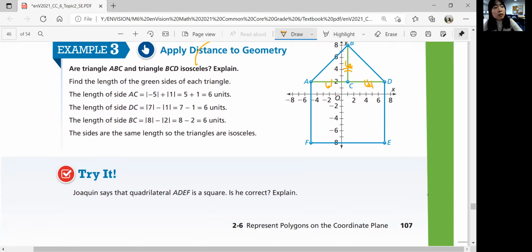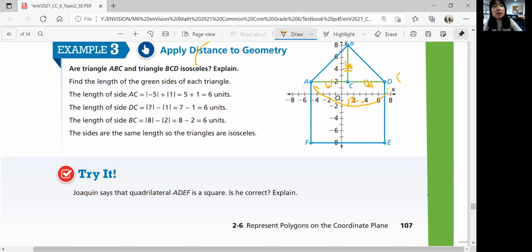Try it. Queen says that quadrilateral ADEF is a square. Is he correct? Let's look at ADEF. What do you know about squares? The sides are equal. So we need to figure out if the sides are equal. We already know the length of AC and CD. If we add them up, that's going to be the total length of AD, which is 12, right? Let's look at DE. Is DE 12? If it is, then it's a square. If it's different, it's not a square.